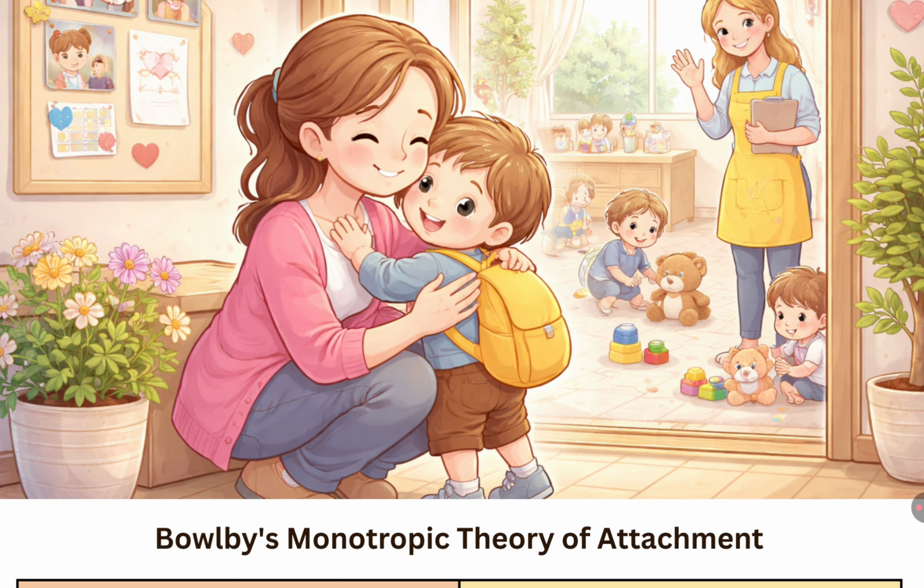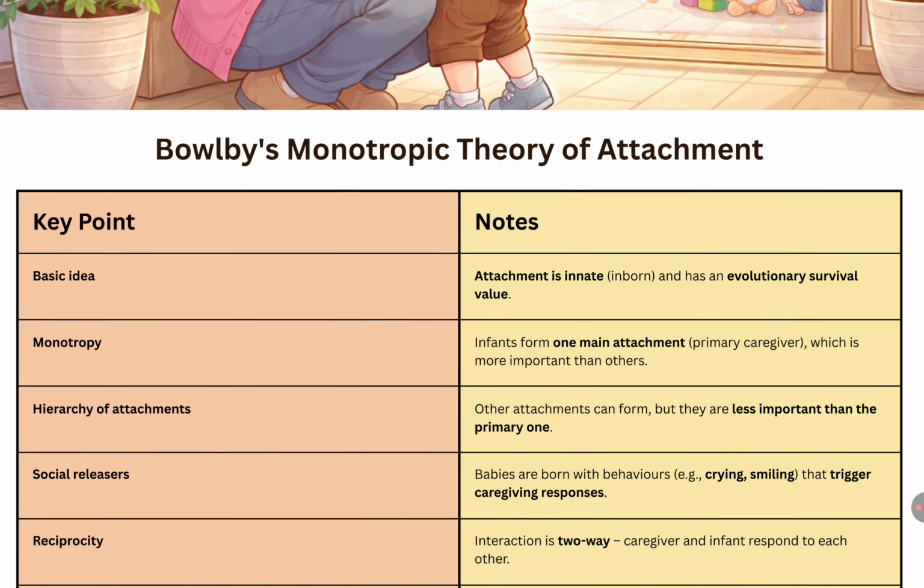Let's begin with today's lesson, in which we are going to learn about Bowlby's monotropic theory of attachment. As always, first I will explain all the key concepts of the theory to you and then we'll go over an evaluation. So we are going to cover both AO1 and AO3 in this video.